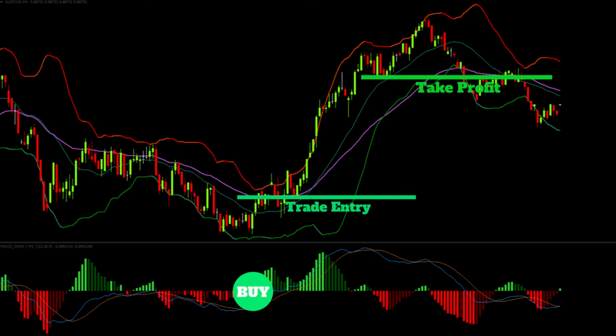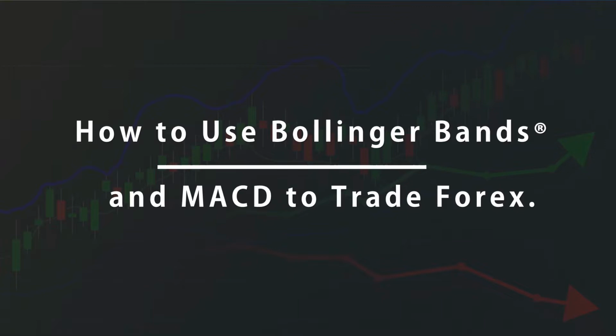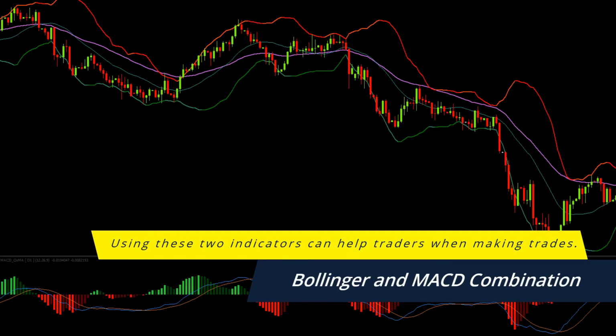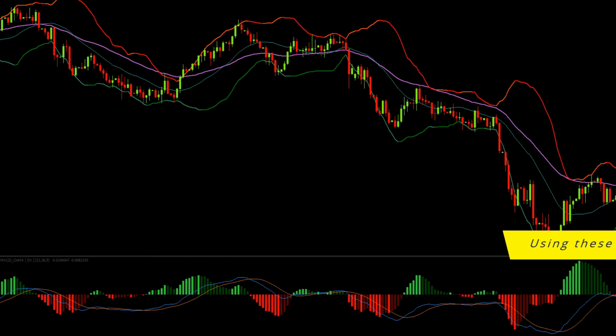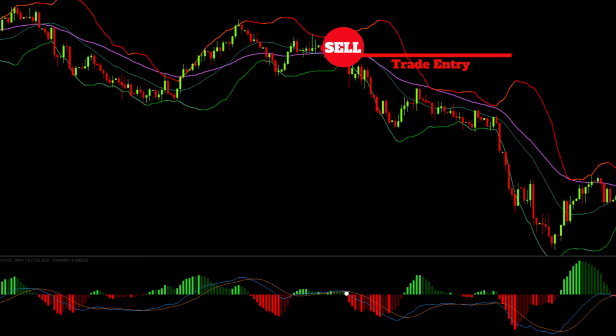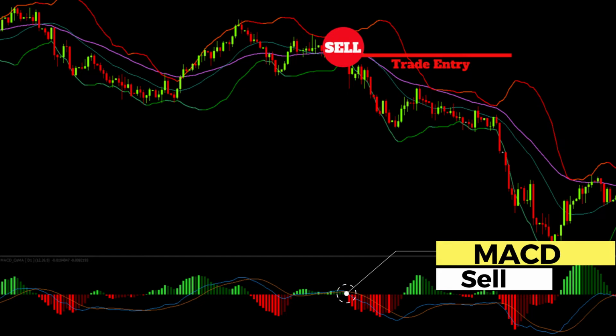The Bollinger Band can be used as an entry trigger and subsequent confirmation of a trade. Okay, take a look at how to use Bollinger Bands and MACD to trade Forex. Traders can trade with Bollinger Bands and MACD in a variety of different ways, but the 2 most common ways to do this are to spot a breakout or to use trend trading rules.